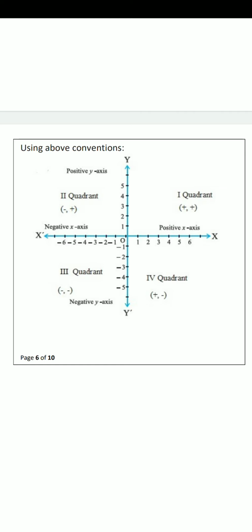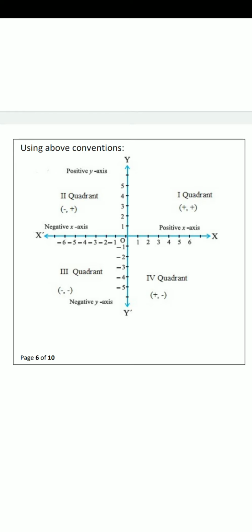In the second quadrant, the x coordinate will be negative and the y coordinate will be positive, because the distance measured from the y-axis for the second quadrant will be negative, and the distance measured from the x-axis in the second quadrant will be positive. Third quadrant, both will be negative, x coordinate as well as y coordinate. And in the fourth quadrant, the x coordinate will be positive and the y coordinate will be negative.